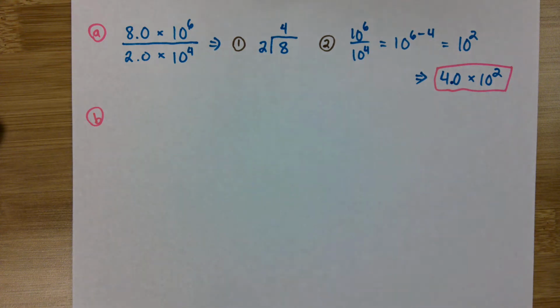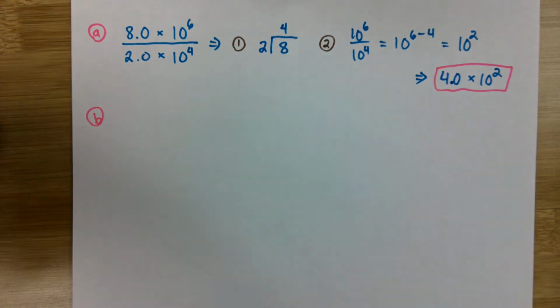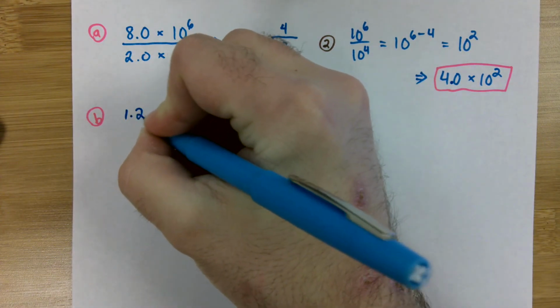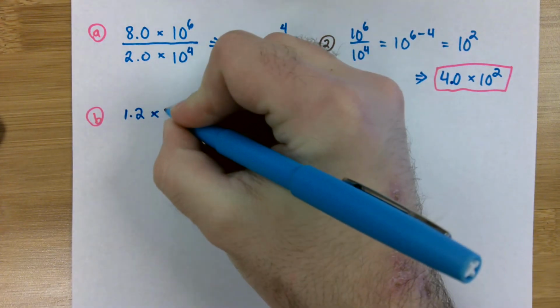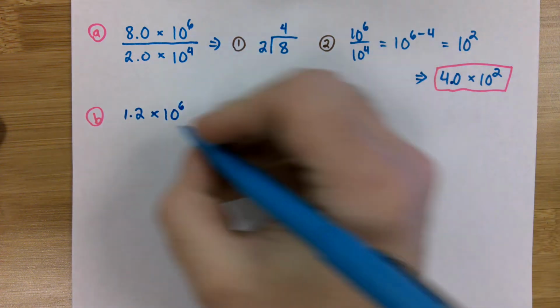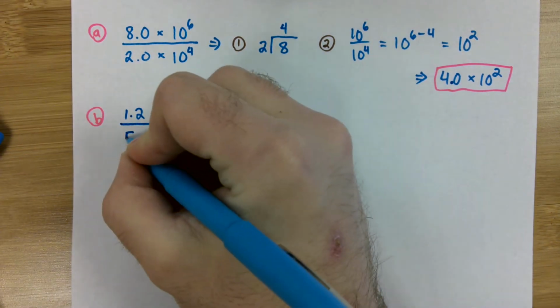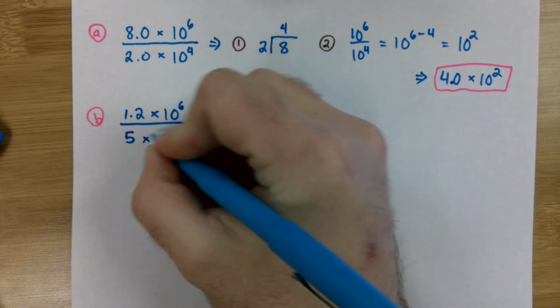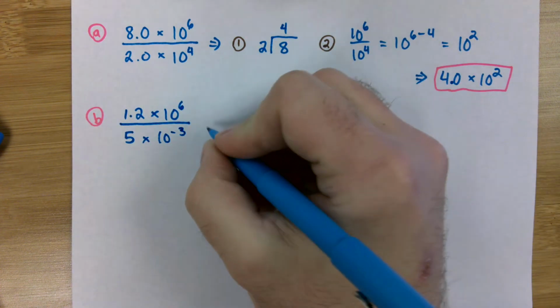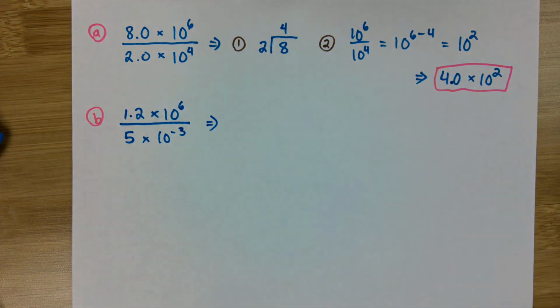Let's try out... Okay. 1.2 times 10 to the 6th over 5 times 10 to the negative 3. And this is off your worksheet you're going to get here, so we can talk about this one, so you'll have it.